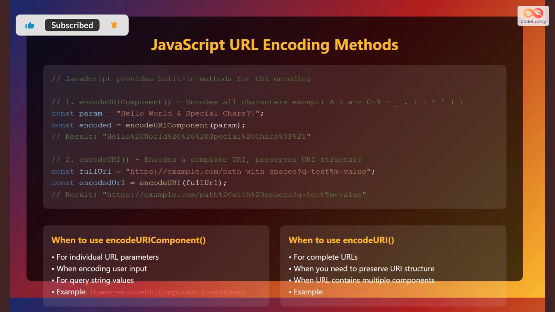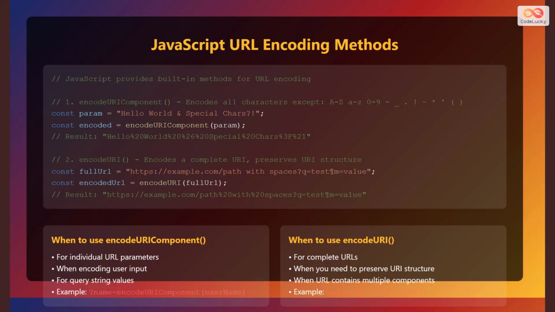JavaScript provides built-in methods for URL encoding. The first one is encodeURIComponent. This function encodes all characters except A to Z, 0 to 9, underscore, exclamation mark, tilde, asterisk, single quote, and opening and closing parenthesis. For example, if you have a parameter "hello world & special chars?!", the encoded result would be hello%20world%20%26%20special%20chars%3f%21.